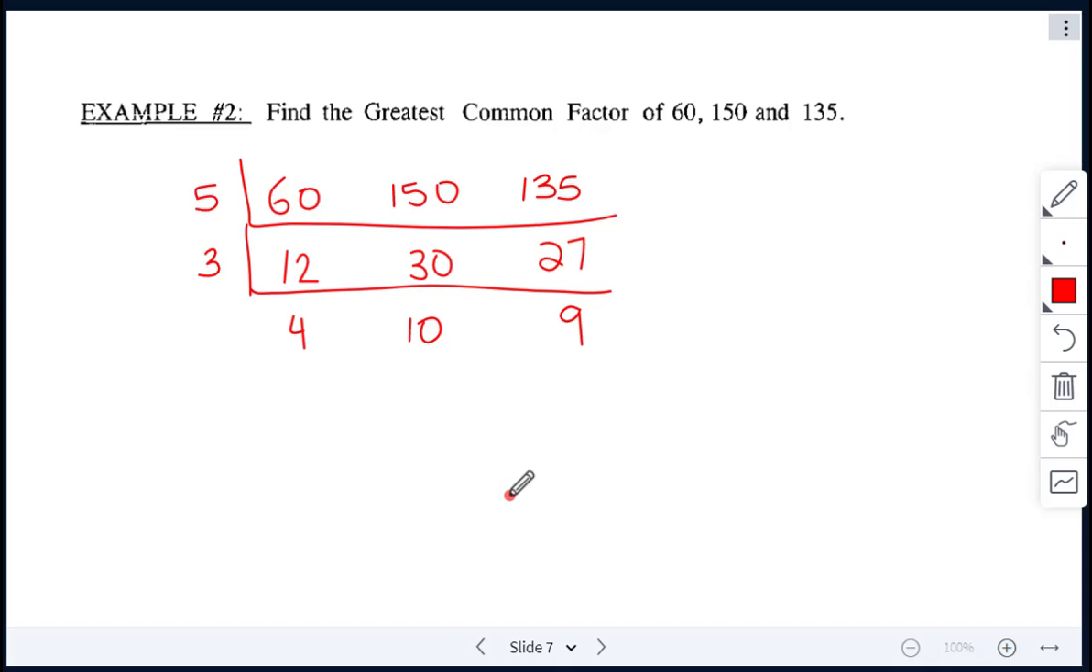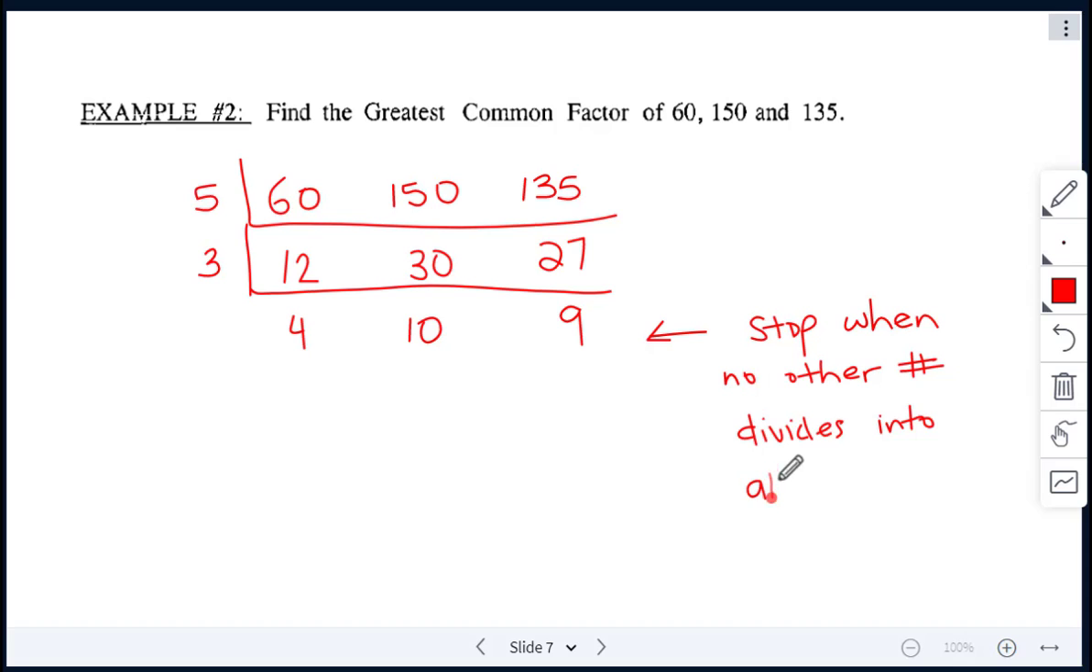So look at those numbers here, 4, 10, and 9. This is where we're going to have to stop, because there's no other number that's going to divide into all three of these numbers, 4, 10, and 9. So stop when no other number divides into all three bottom numbers.